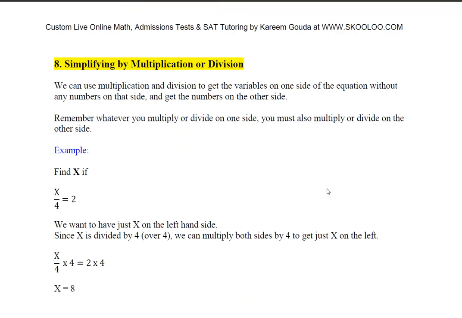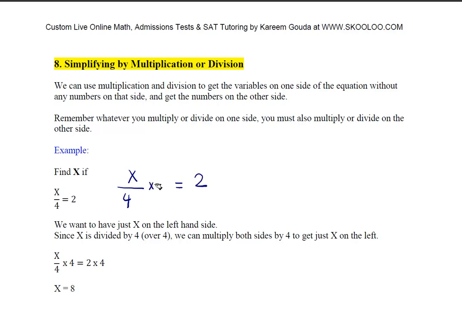Simplifying using multiplication or division, very similar to what we just did. Let's say I'm asking you to find x if x over 4 equals 2. And over, of course, means divided. So what do I need to do to get rid of this 4? Because remember, we just want to have x.